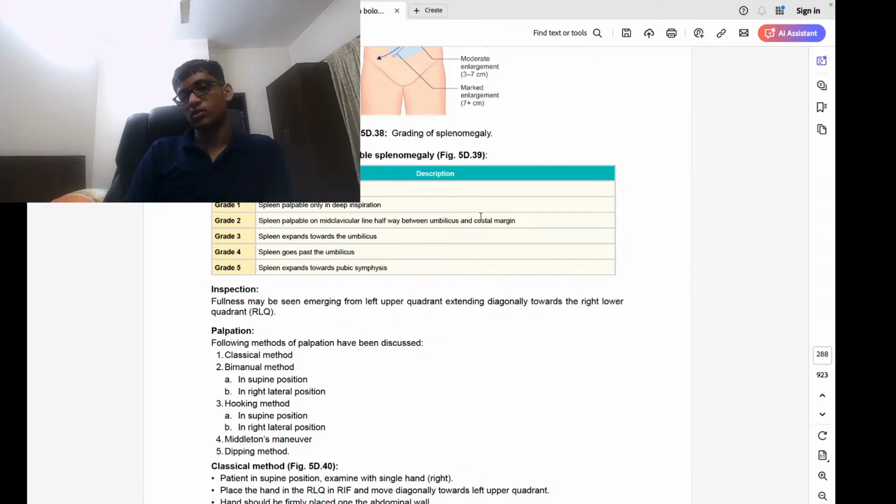Then there is the grading system, the Hackett grading of the spleen. We have grade 0, 1, 2, 3, 4 and 5. Grade 0 is an impalpable spleen, 1 is palpable only in deep inspiration, 2 is spleen palpable on the mid-clavicular line halfway between the umbilicus and costal margin, 3 is spleen expands towards the umbilicus, 4 is going past the umbilicus, 5 is expanding towards the pubic symphysis. Inspection: fullness may be seen emerging from the left upper quadrant extending diagonally towards the right iliac fossa, lower quadrant.